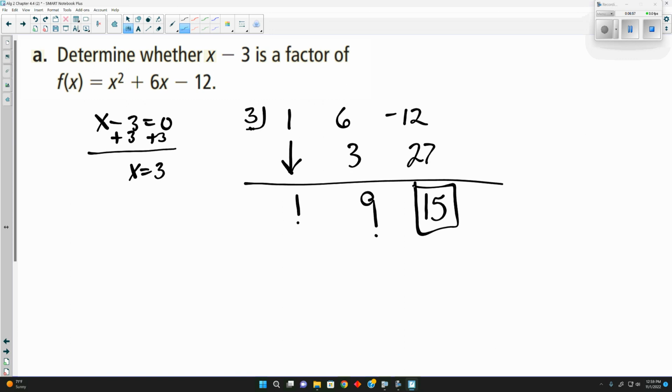So is this a factor? No, it's not a factor because the remainder is not 0.